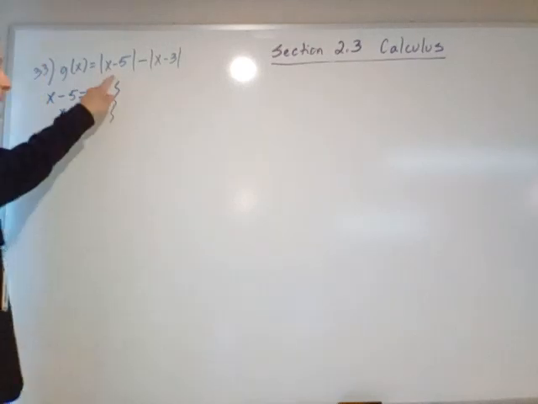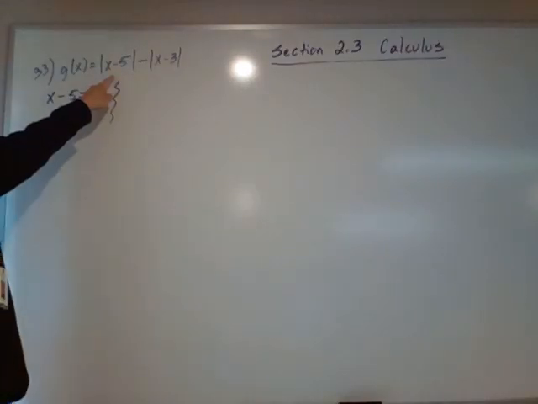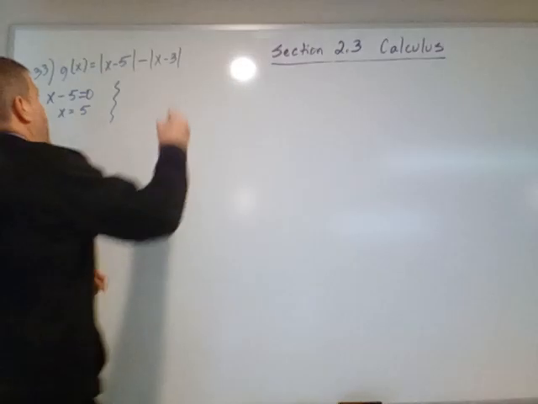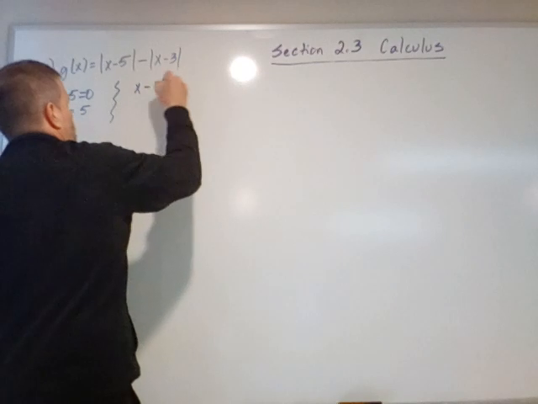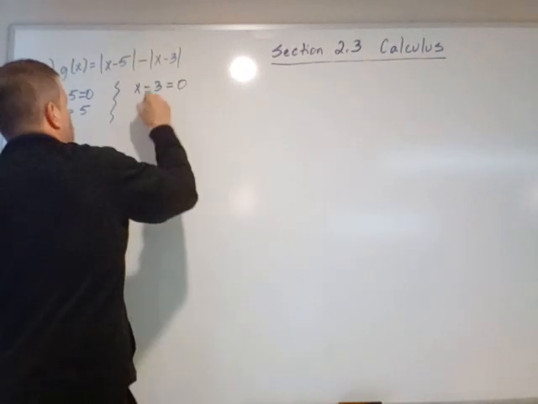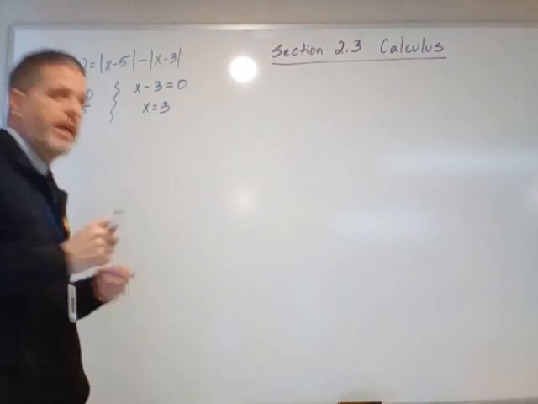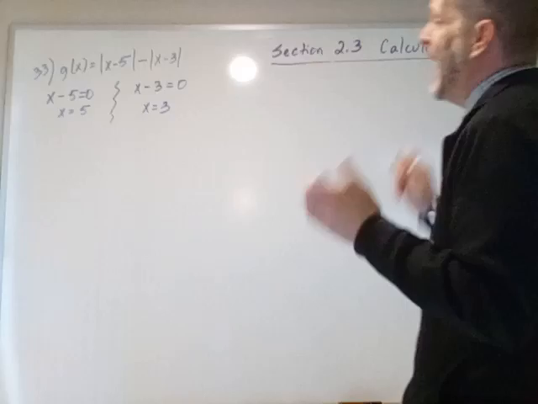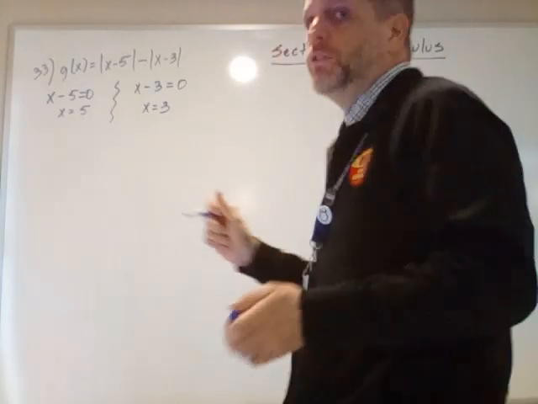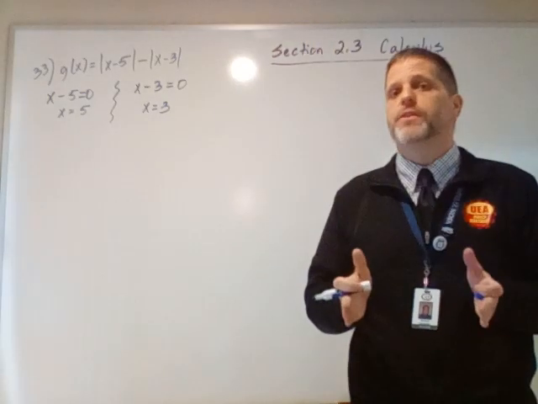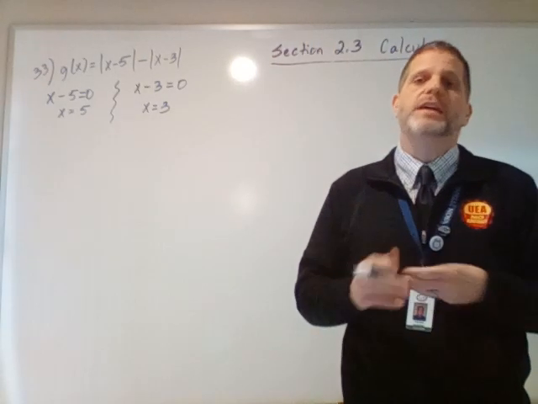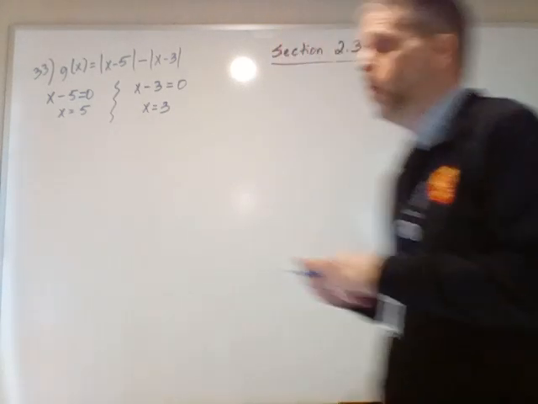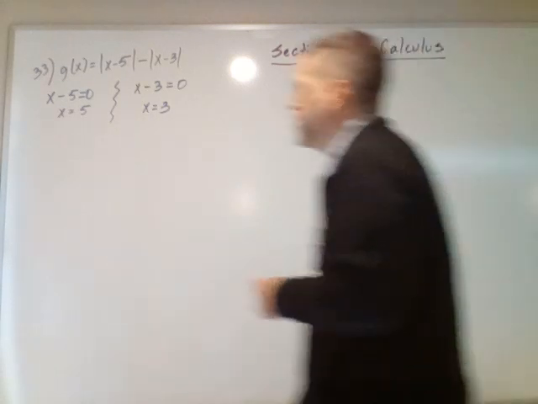So first, I'm going to take the x minus 5, set it equal to 0, solve it to get x equals 5. Secondly, I'm going to take x minus 3, set it equal to 0, and solve it, and I get x equals 3. So I have two critical values here, 3 and 5. What that tells me is, because we have two critical values, we are going to have three different pieces to this graph for this piecewise function once we eliminate the absolute values.